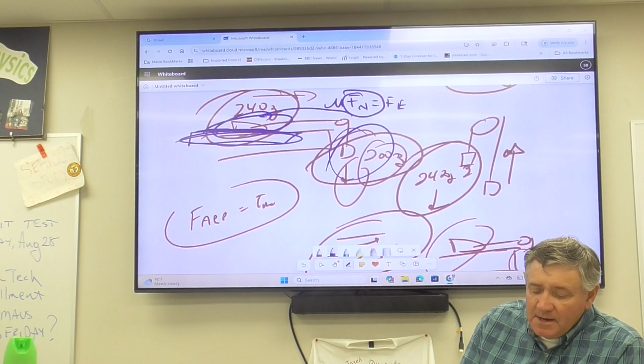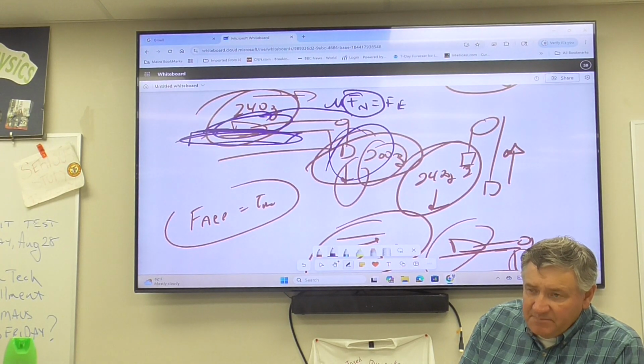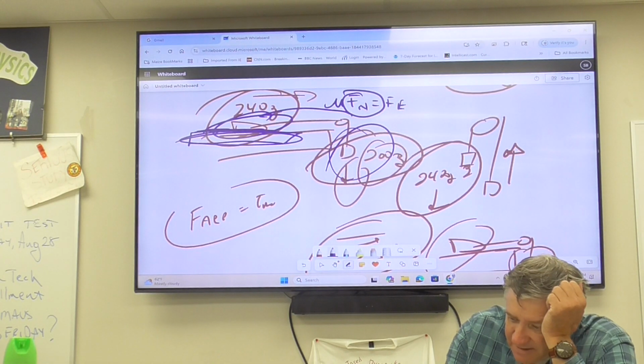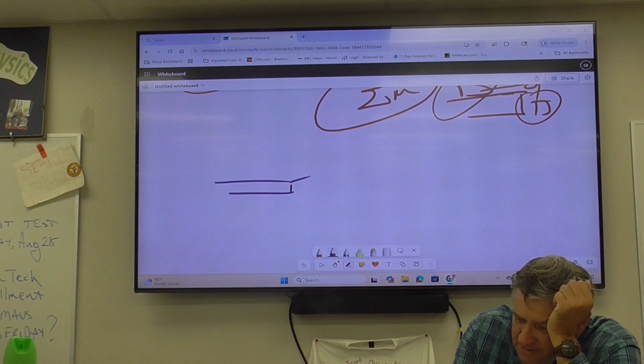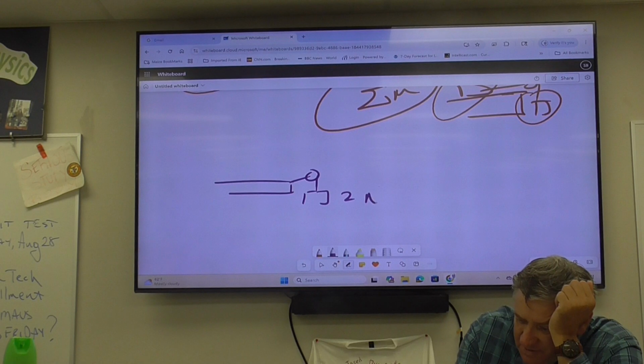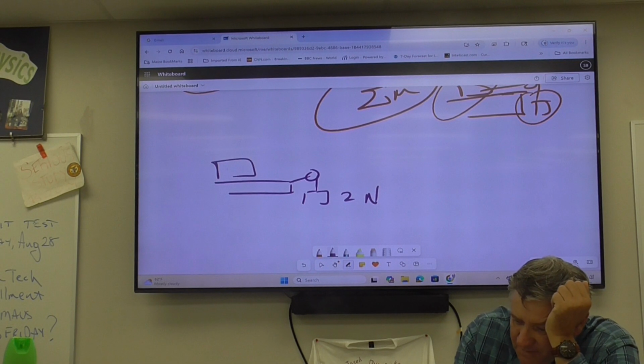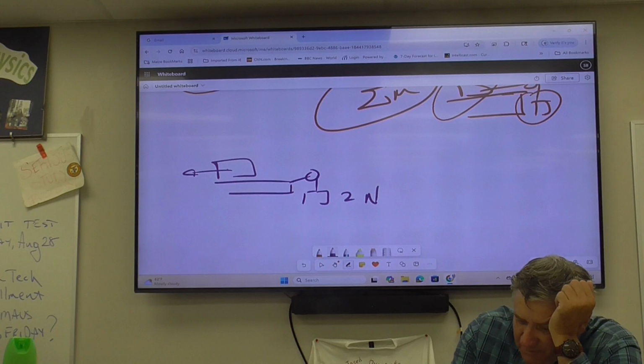So here's the basic idea. What's happening is that you've got this about 2 Newton force trying to pull it down. You have an opposing force of about 0.2 newtons.